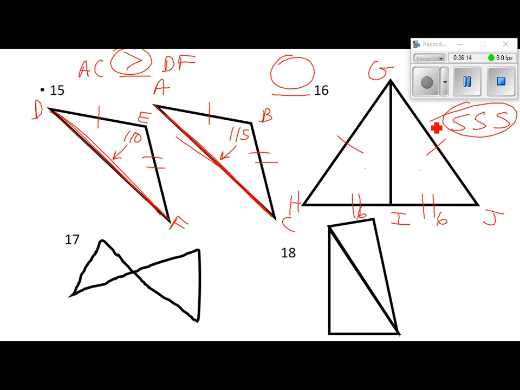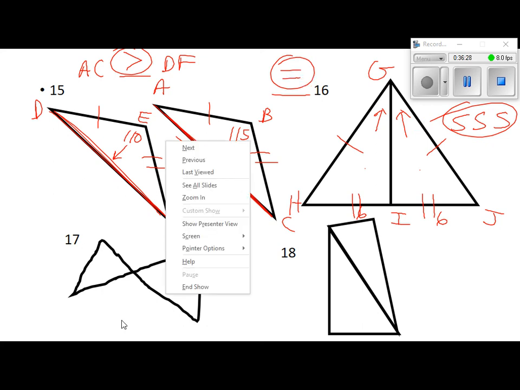So we know those two triangles are congruent. Well, if those two triangles are congruent, what can you tell me about those two angles right there? They're congruent. So which one's bigger, this one or that one? Neither one. So what are we gonna put in there? Equal.